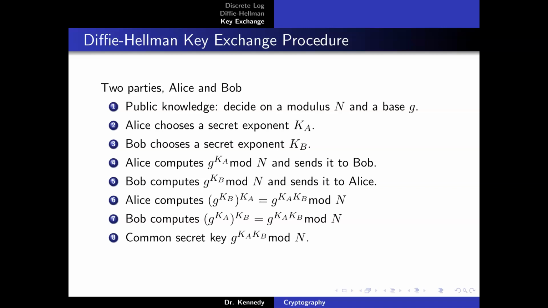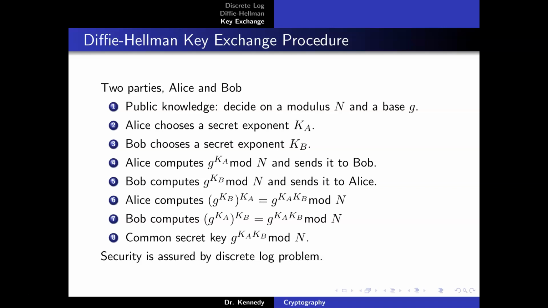Now, at no point did either of them learn what ka times kb was. They received something raised to one of those two numbers, but they never received the individual numbers. More to the point, even if Bob does have g raised to the ka, he cannot find k sub a by the discrete log problem. He runs into that same problem. If he tried to solve it for k sub a, there is no known fast way to do it.